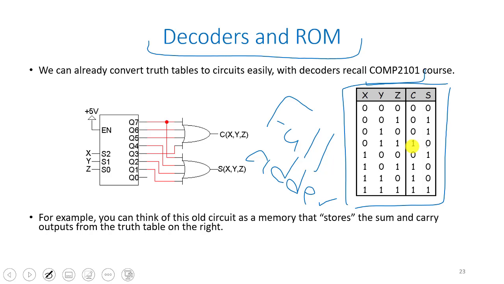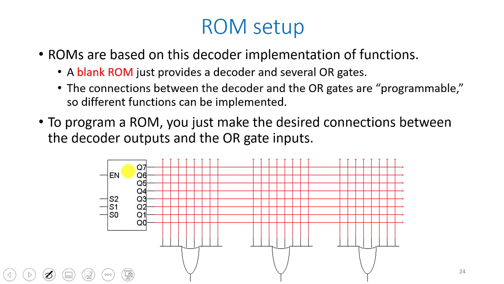In order to implement this using a decoder, it's quite simple. This is my sum. My sum is high on 1, 2, 4, and 7. So I go here for 1, 2, 4, and 7. This is my decoder, and carry the same way. Quite simple, straightforward. However, the problem is that you see Q0, we did not use it. This makes designing using ROM quite an expensive design.